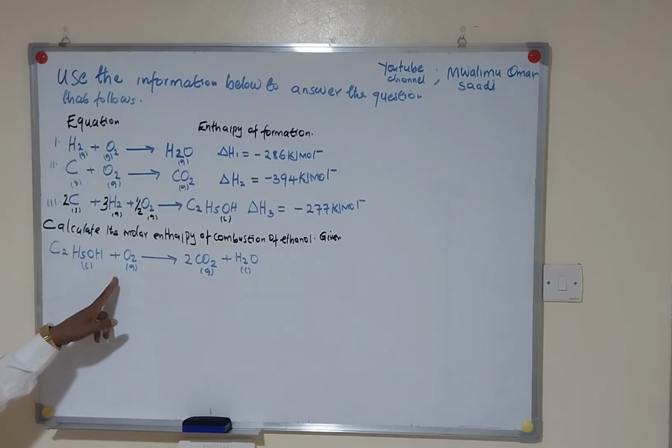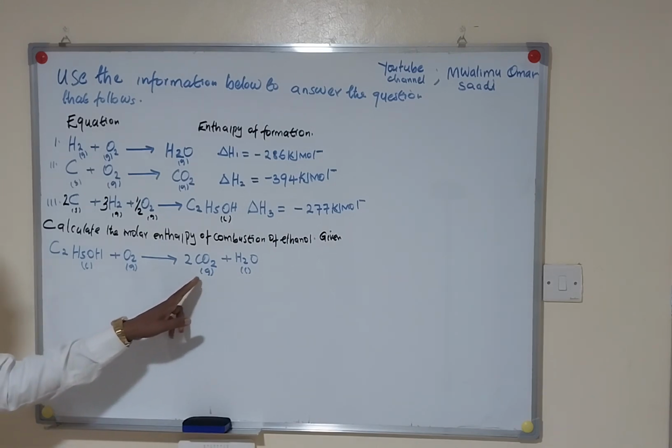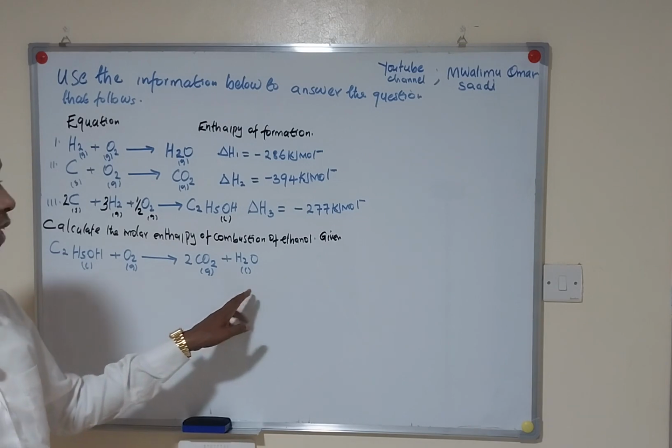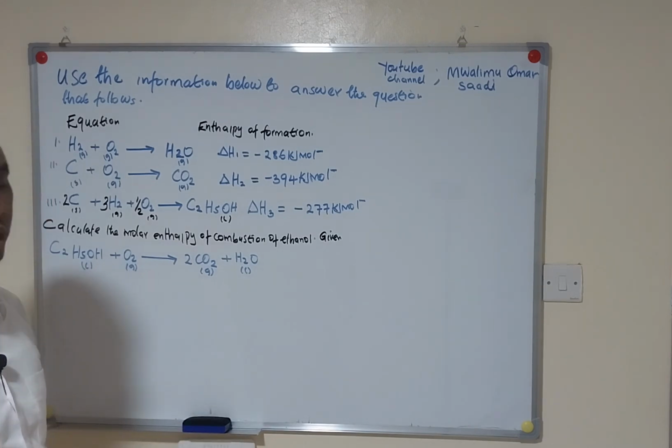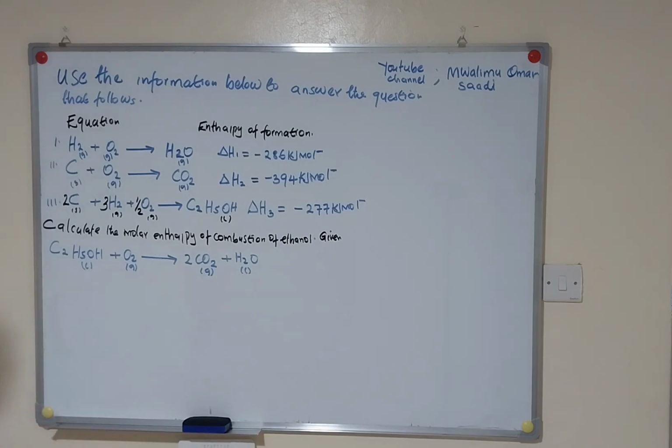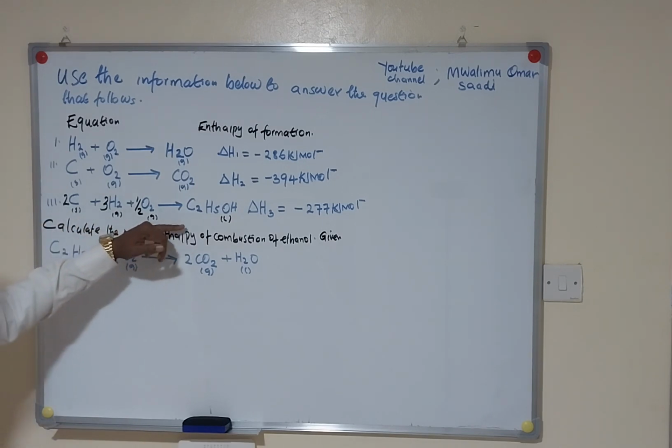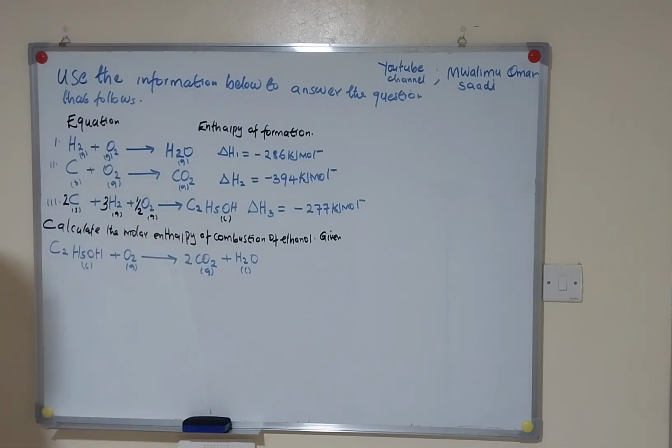Then we are told to calculate the molar enthalpy of combustion of ethanol, given that ethanol plus oxygen forms what? Carbon dioxide and water. So the first thing we do, we will first write our equation in a cycle form. To do that, first we write the main equation, that is carbon plus hydrogen plus oxygen, which will give us ethanol. So let's do that.